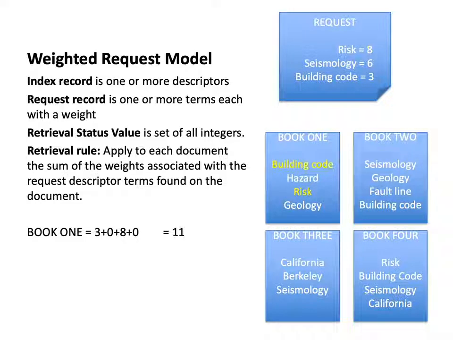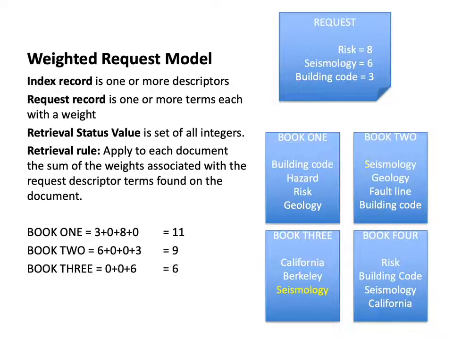In book 2, we go through the same process. We see seismology and building code for 6 plus 3, or a total of 9. Book 3 has seismology, and that's the only thing. And seismology is worth 6 points. And then book 4 has all 3 request terms for a total of 17 points.